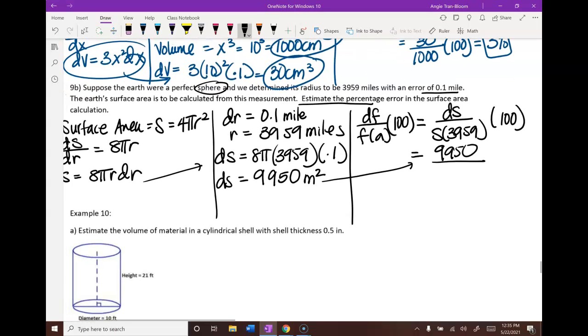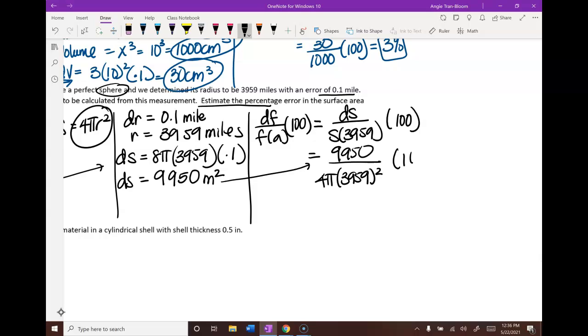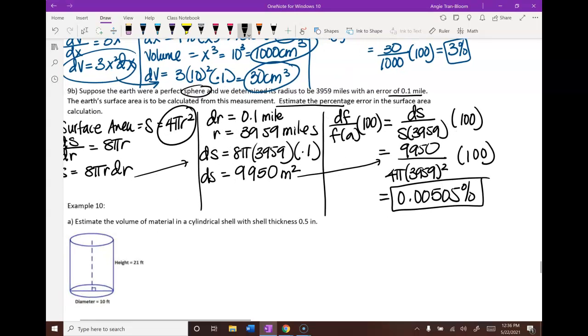Let's see, when we want to plug in S of the radius of 3959, that's going to be this formula. So hold on tight. 4 times pi, 3959 squared. I'm definitely going to need a calculator, and I need to multiply by 100. With my calculator, it's going to be super tiny because you have 3959 squared in the bottom. It's 0.00505%. So the change is really, really small. All right, guys, so that's it.